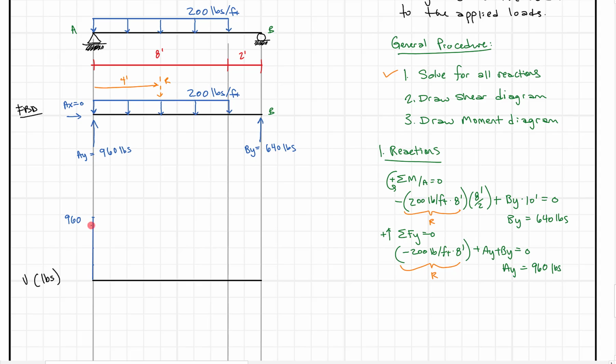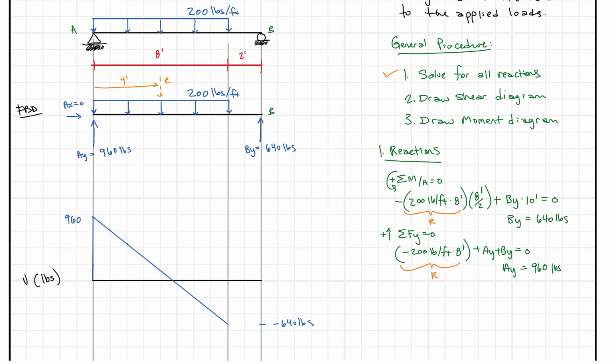So if we start at 960, we're going to come to 760. And then from 760, we'll go to 560. And you'll see that a line's going to start forming here that has a slope going down at 200 pounds per foot. So let's draw that line in. And by coming down 1,600 pounds, on this side here we're going to end at a value of minus 640 pounds, right?